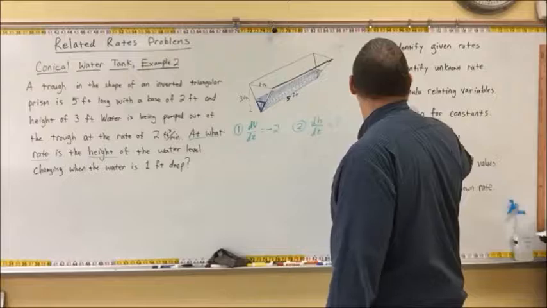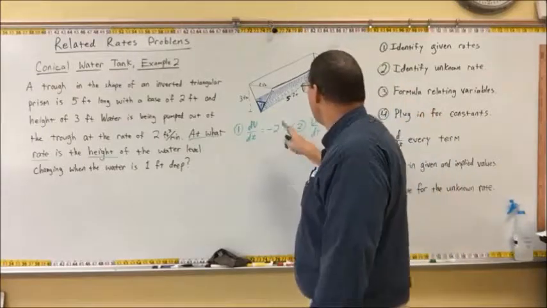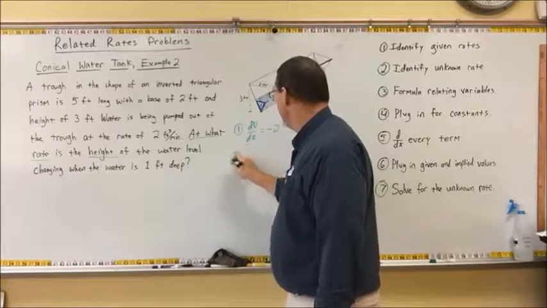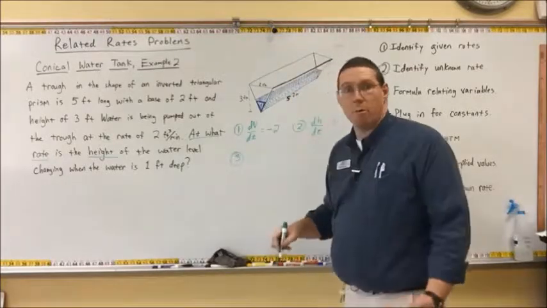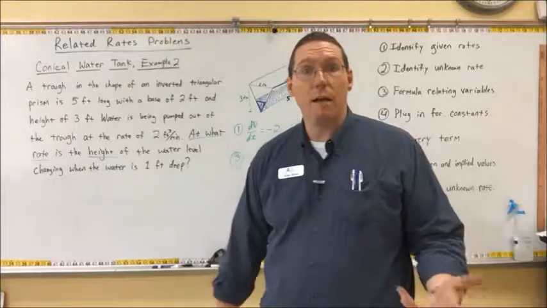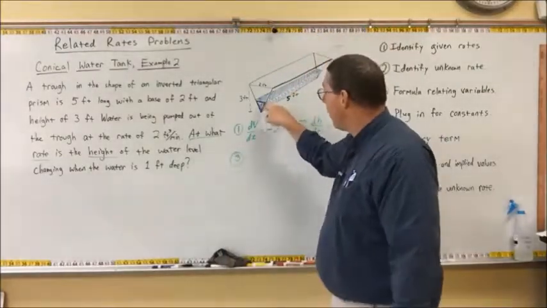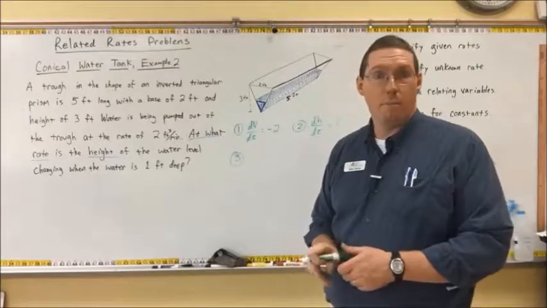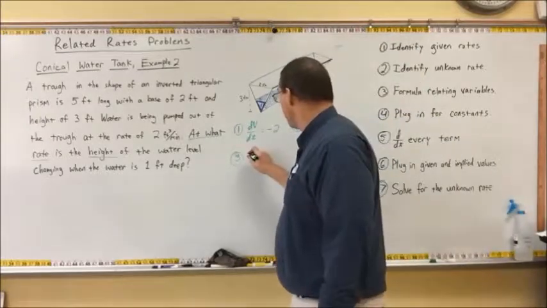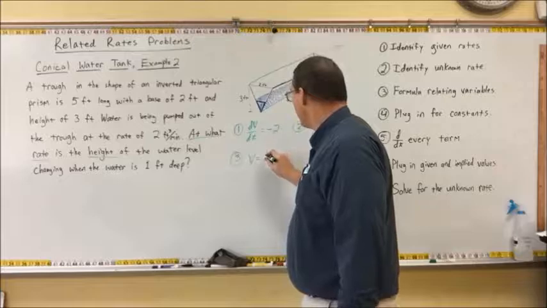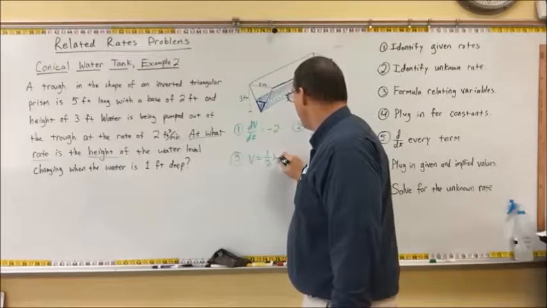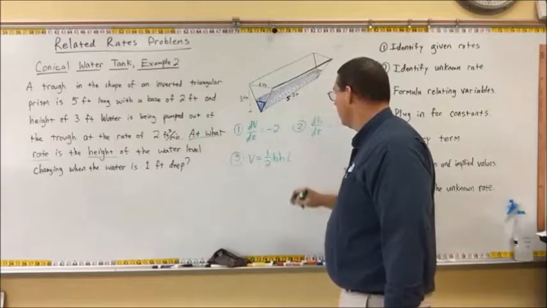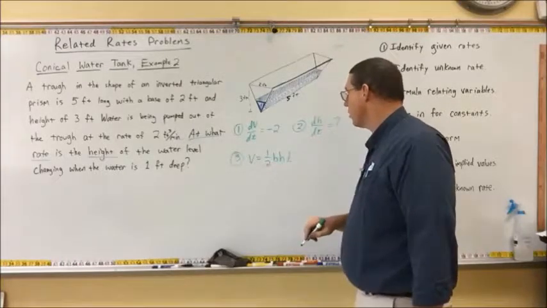So now we've got to identify a formula that relates them. Well, the volume of a triangular prism is the area of the triangle at the end times the length of the prism. The area of a triangle is 1/2 base times height, so volume is equal to 1/2 base times height times length.